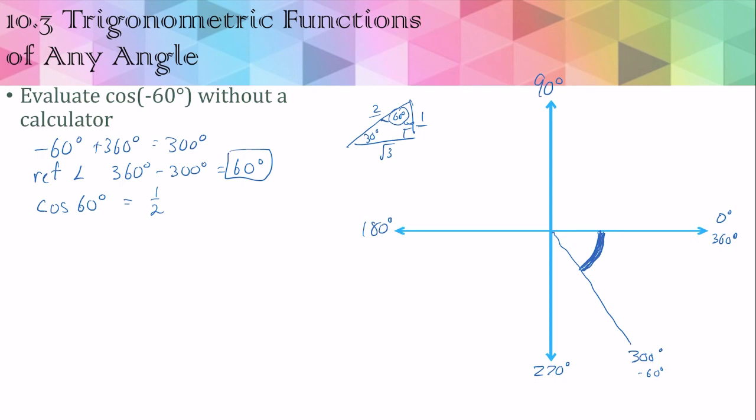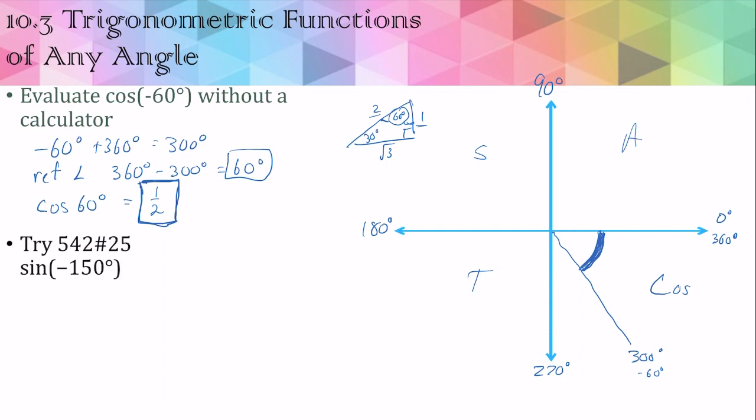And now you just have to figure out the sign. So this is All Students Take Classes. So cosine is positive in quadrant 4 where this angle is. So it is positive 1/2. If we were in quadrant 2 or 3 with the reference angle of 60, it'd be negative 1/2. Why don't you pause this and try number 25, sine of negative 150. And your answer should be negative 1/2.